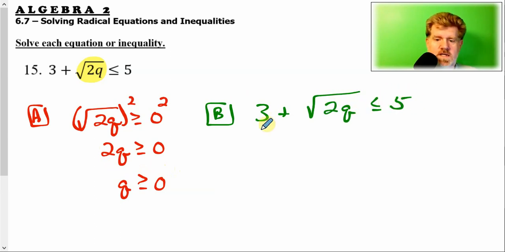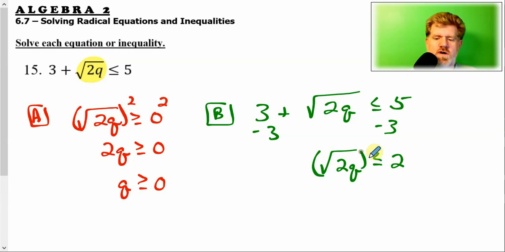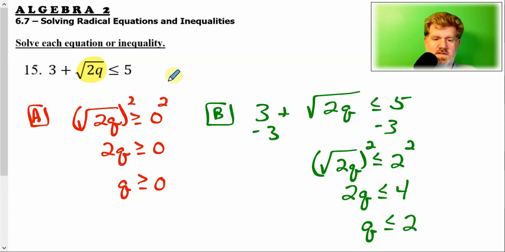All right, ready? Subtract 3 from both sides. 5 minus 3 is 2. Square it. 2 squared is 4. Divide by 2. Now, because this equation was less than, I get the answer if q is less than 2.